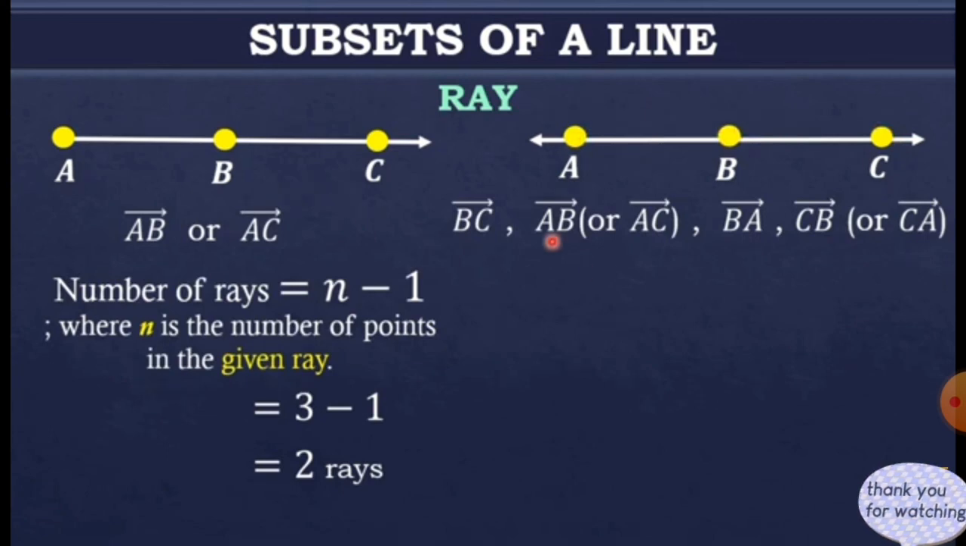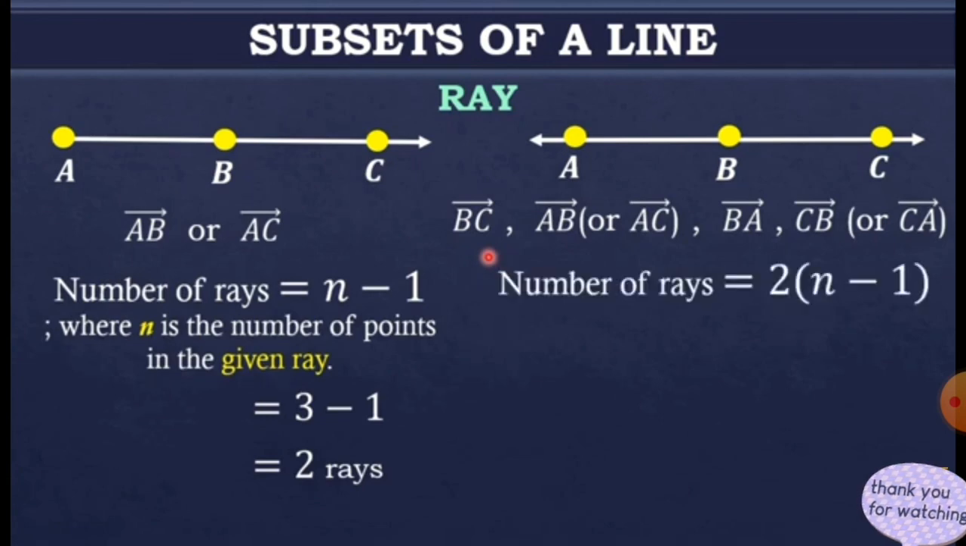Okay? So, I have here 1, 2, 3, 4. I have 4 rays. So, paano natin ma-check na 4 lang ba ang rays nito? So, you can make use of this formula. 2 times the quantity of n minus 1.